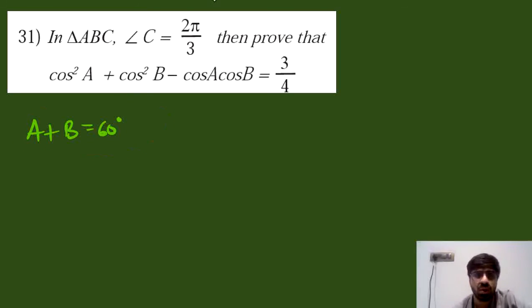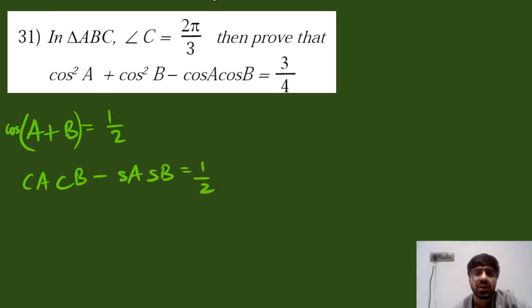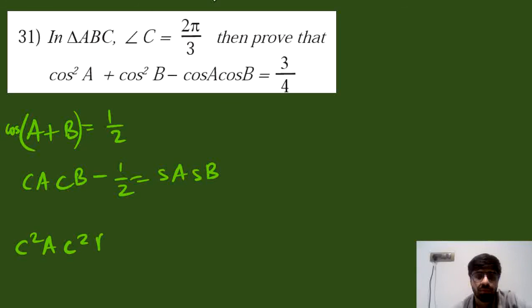So we can take a cosine on both the sides. So we can have cos of a plus b as cos of 60, which is equal to half. And cos of a plus b would be cos a cos b minus sin a sin b. Take that half on the left and sin a sin b on the right. And we can now square the two sides. On squaring the left hand side, we have cos square a into cos square b. Then we have minus 2 into half into cos a cos b. So simply minus cos a cos b. Plus we have 1 by 4.